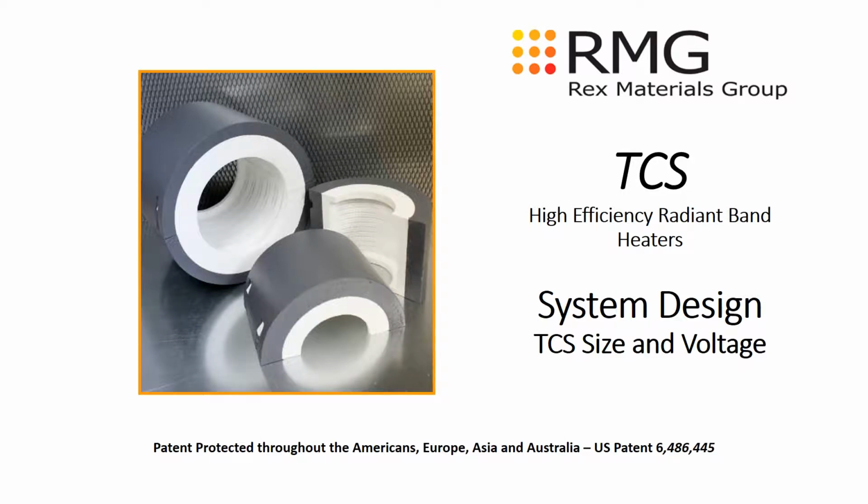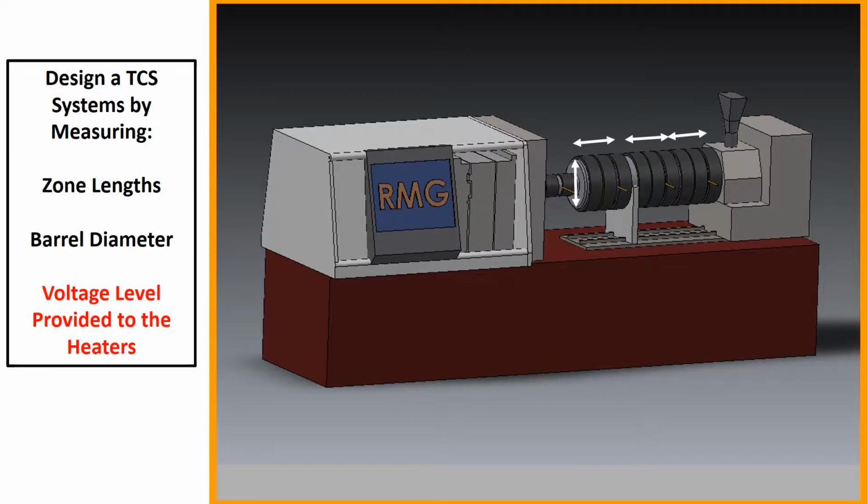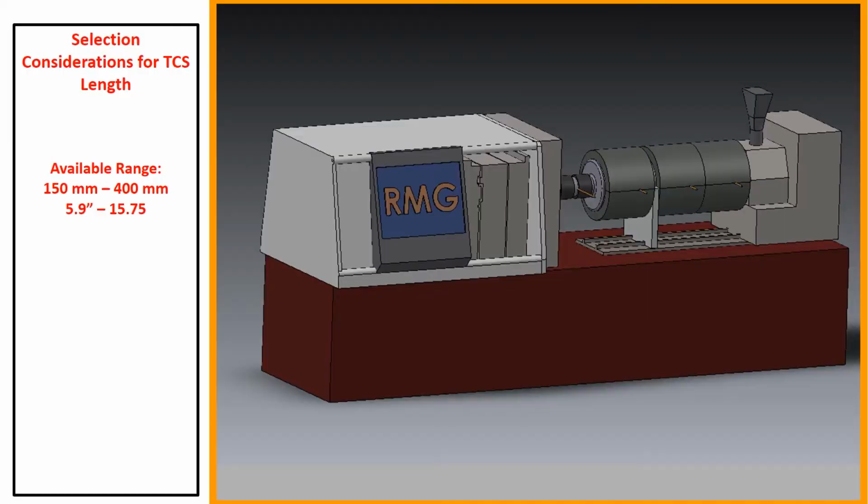TCS system design. TCS systems can be designed by measuring zone length, barrel diameter, and voltage level provided to the heaters. There are several design considerations when engineering a system. Most are associated with TCS length. TCS is available in lengths from 150 to 400 millimeters.